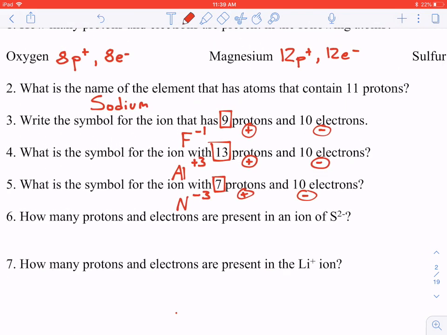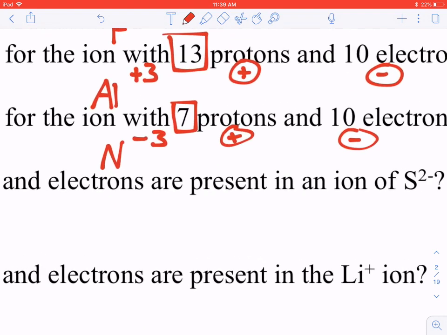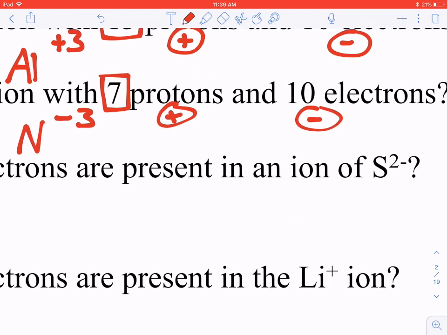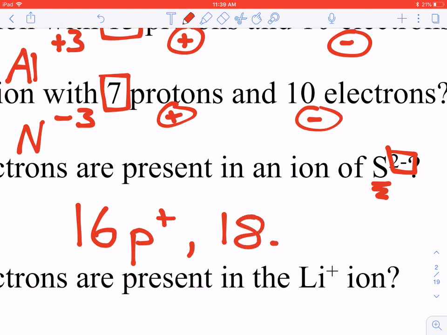How many protons and electrons are present in an ion of S-2? Let's do this backwards, right? So sulfur, S, has a number above it. The number above sulfur is 16. That is the atomic number, so that is our number of protons. It says we have a -2 charge. If we have a -2 charge, we must have 2 extra negative things, so that means we have 18 negative electrons.